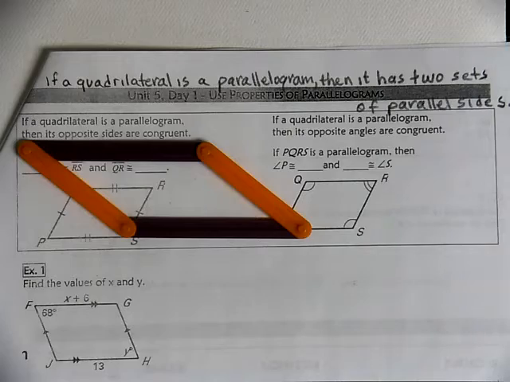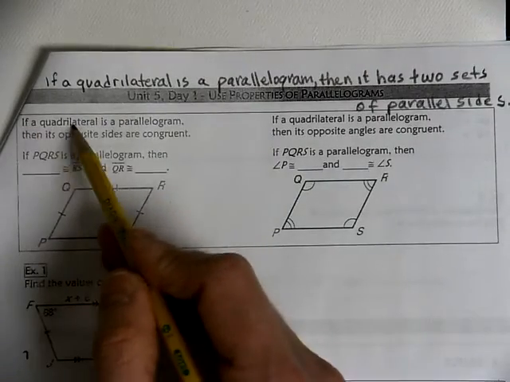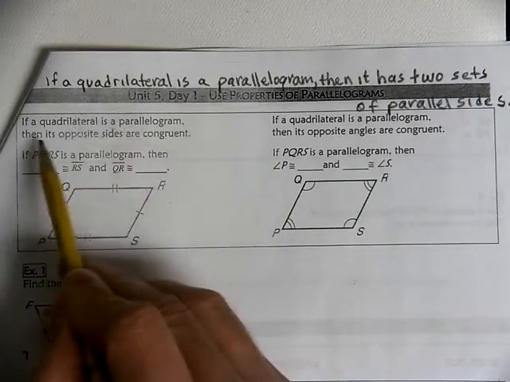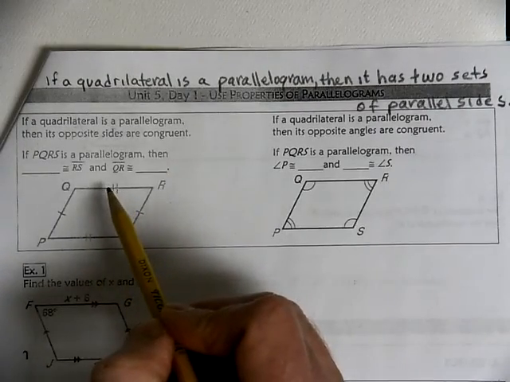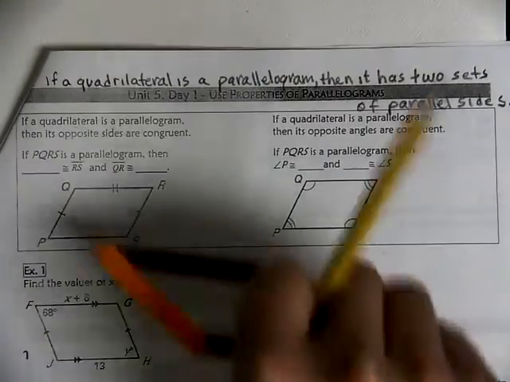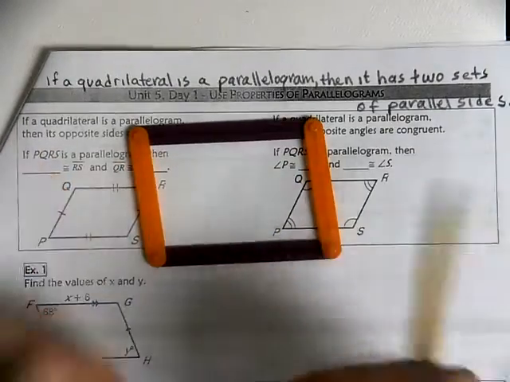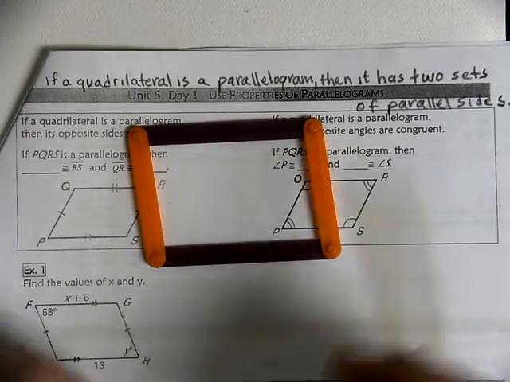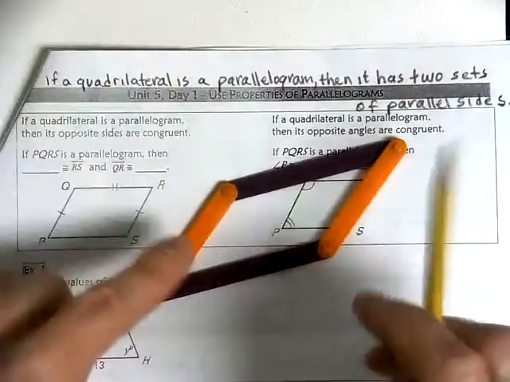Now we have some other properties. If a quadrilateral is a parallelogram, if we have two sets of parallel sides, then opposite sides are going to be congruent. The sides opposite have to be the same length. That's what we have going on here. We have opposite sides that are the same length. And every time we move it, we see that they are staying parallel to each other.